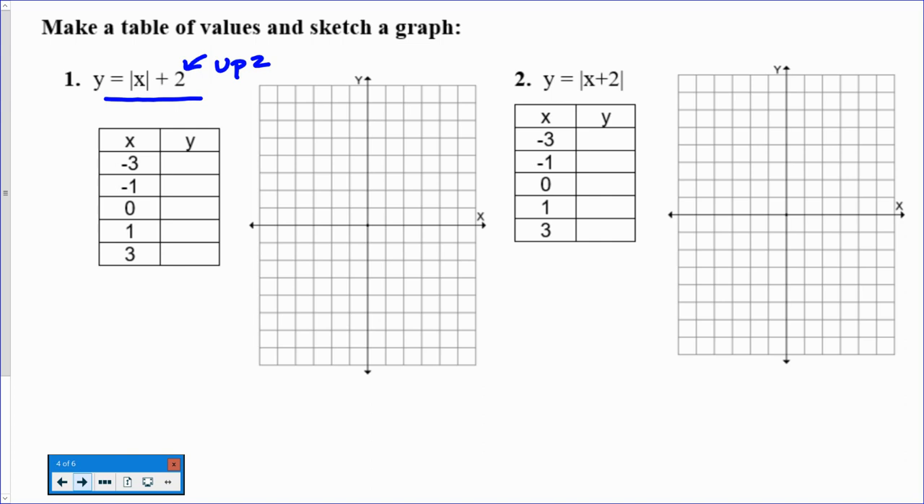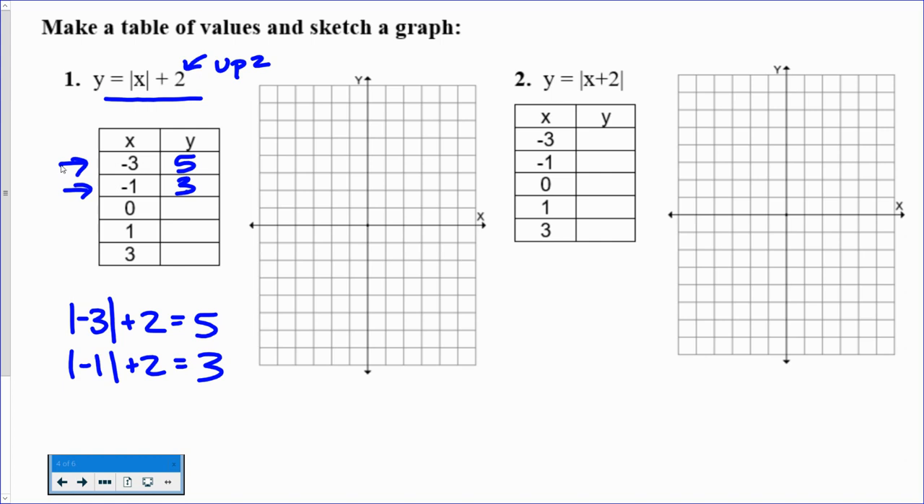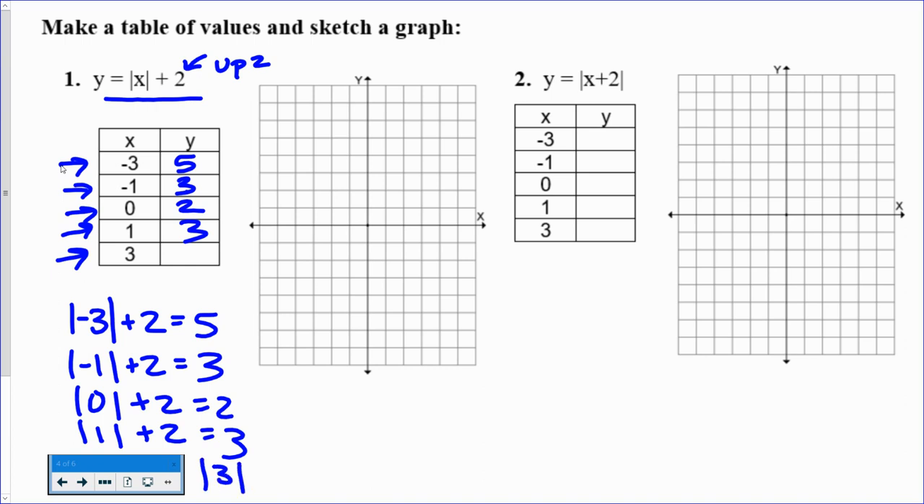I'll go ahead and start with the first x value. Absolute value of -3 would be +3, plus 2 is 5. Next, absolute value of -1 plus 2 would be +1 plus 2 is 3. Next is 0. Absolute value of 0 would be 0 plus 2 is 2. And then 1, absolute value of 1 is 1 plus 2 would be 3. And then the last one, absolute value of 3 is 3 plus 2 would give me 5.